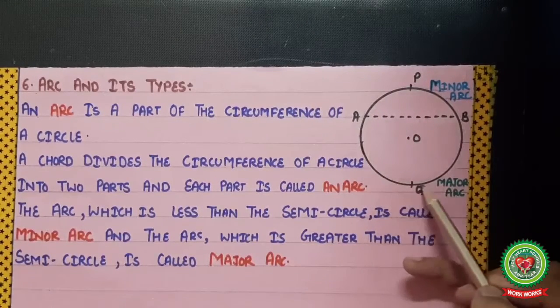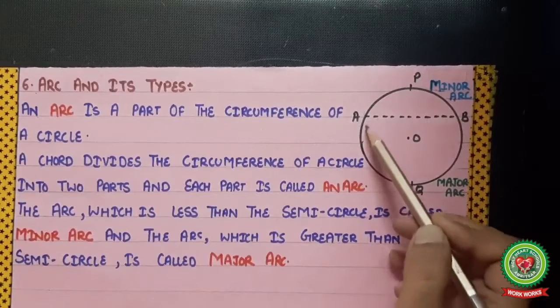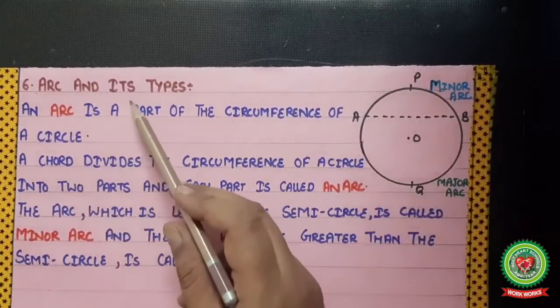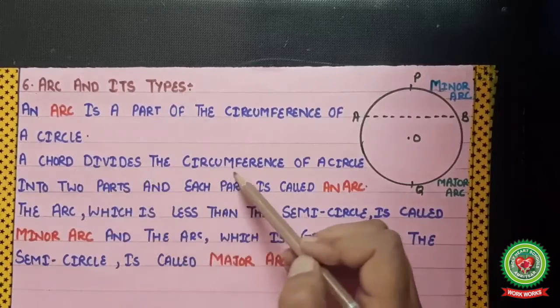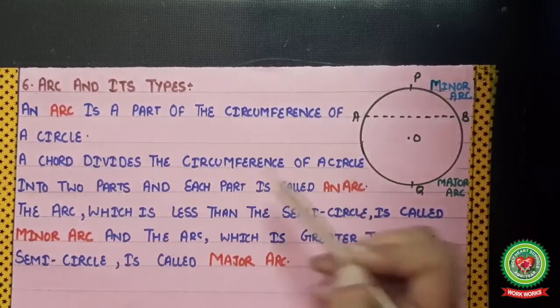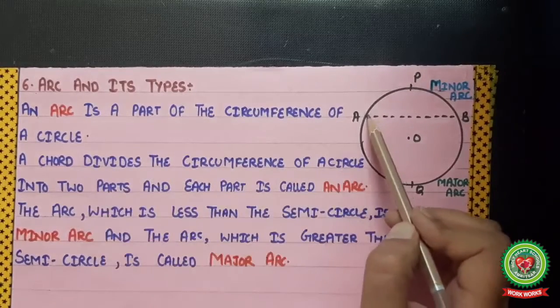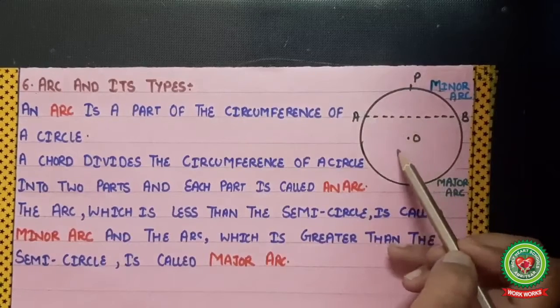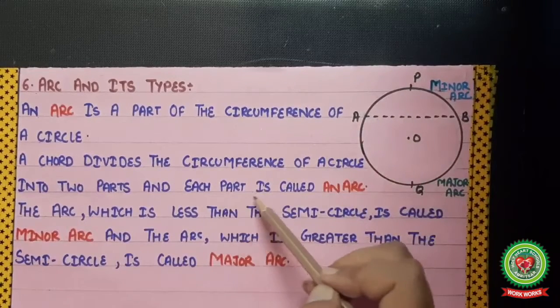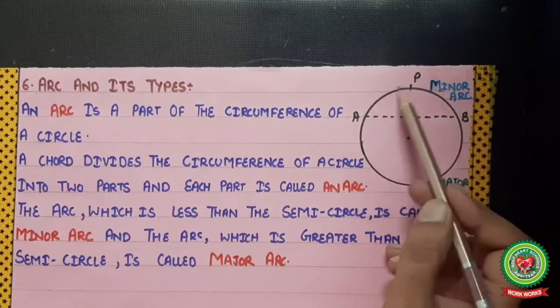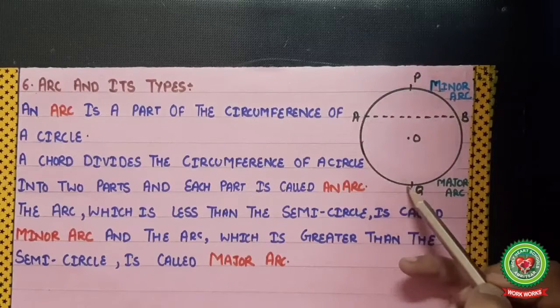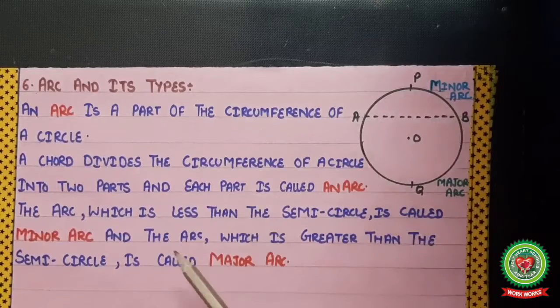If I take this much part, this is also an arc. Now see, what are the different types of arc? A chord divides the circumference of a circle into 2 parts. Here chord AB is dividing this circle into 2 parts, as we can see from the figure, and each part is called an arc. As I've told you just now, arc APB and arc AQB.